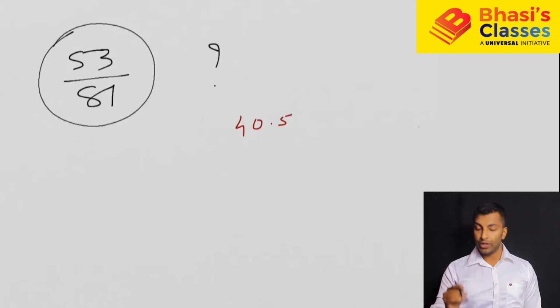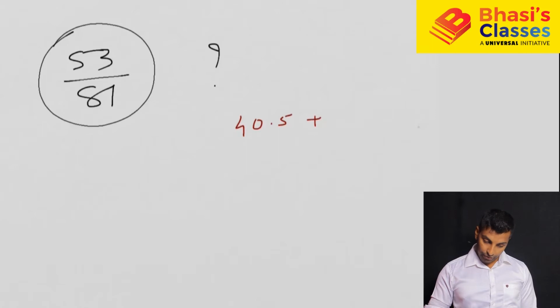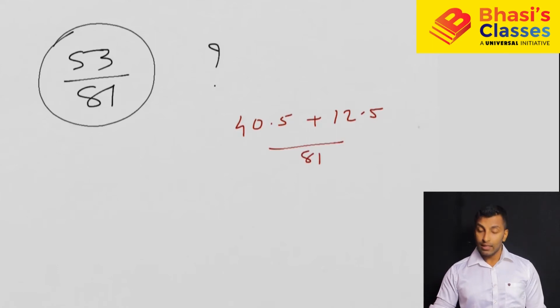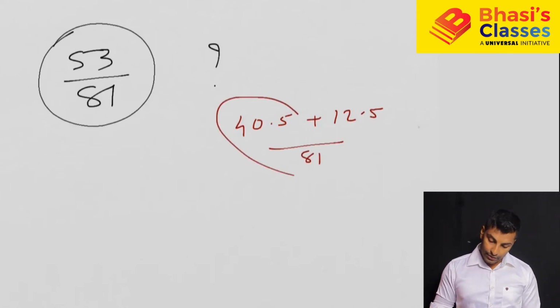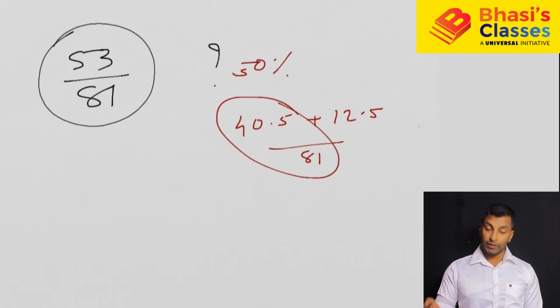First, you can write this 53 as 40.5 plus 12.5, with the denominator being 81. So what is actually happening is, this 40.5 is 50%.